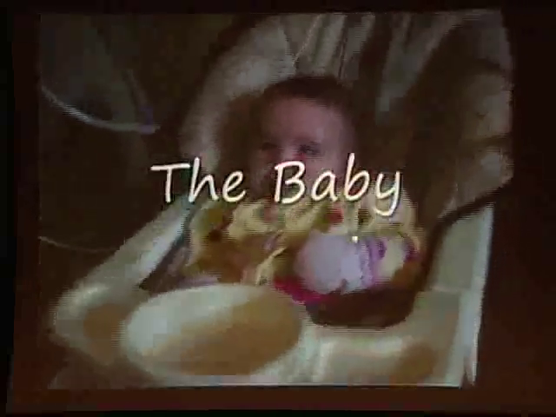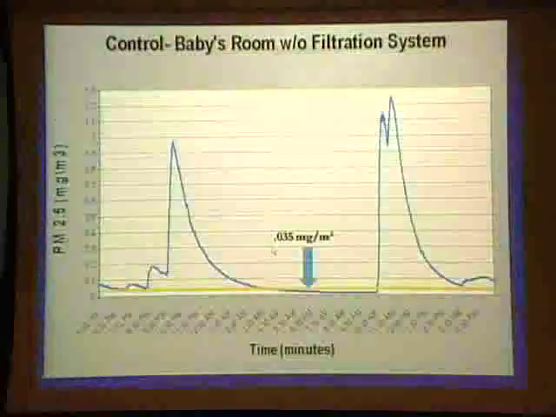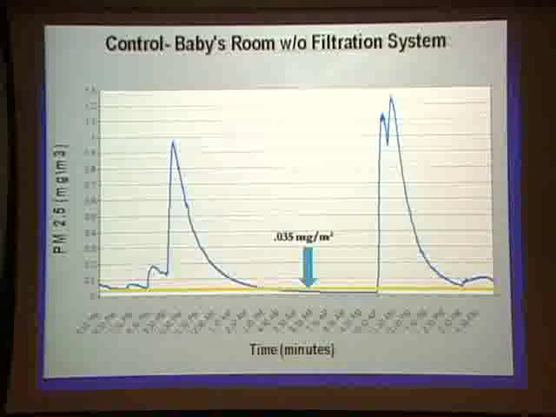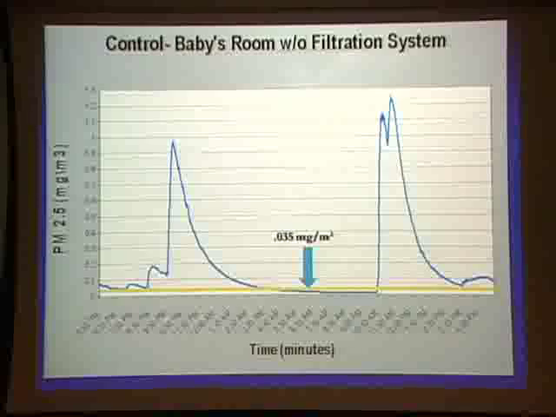There's the baby. Okay, and this was the control test. As you can see, it got quite high on 2 occasions where I believe there was a fire. Actually, that one was in the middle of the night, so that one is unexplained. And you can see that it's higher than the safe recommended level quite a lot of the time.